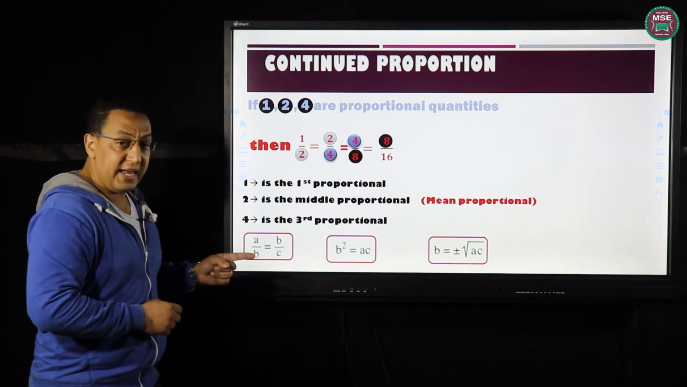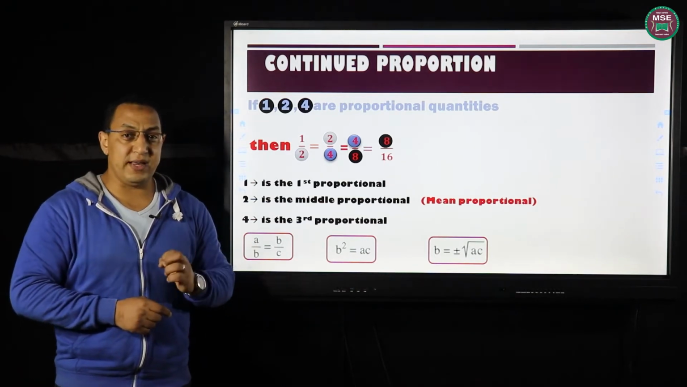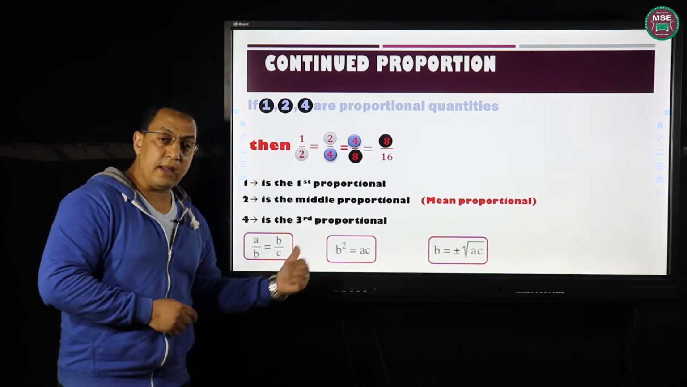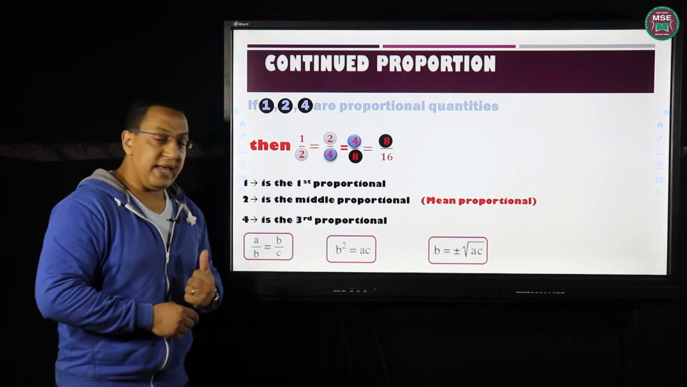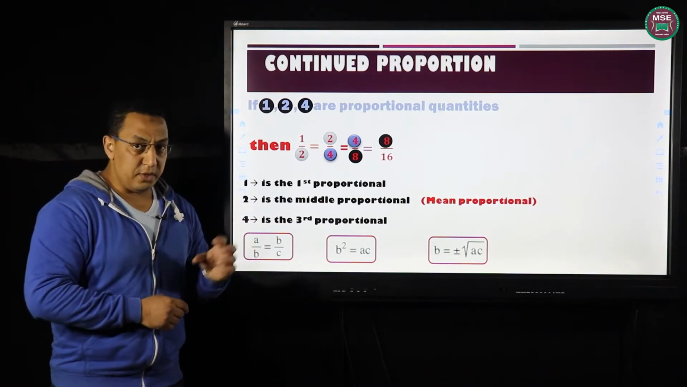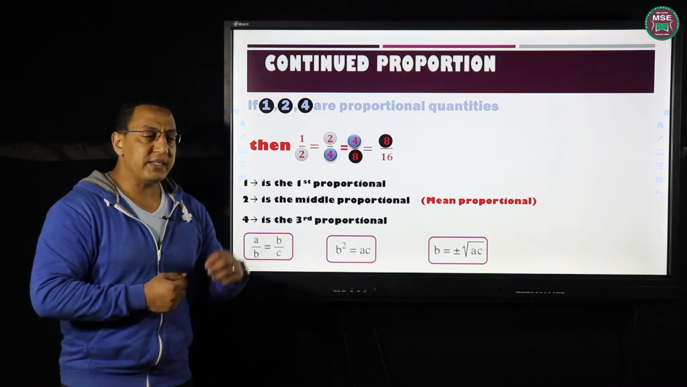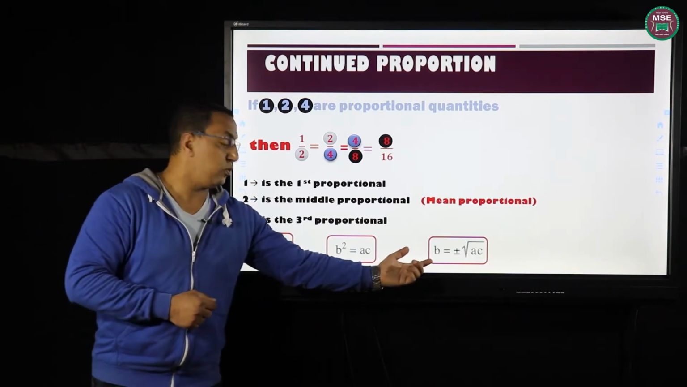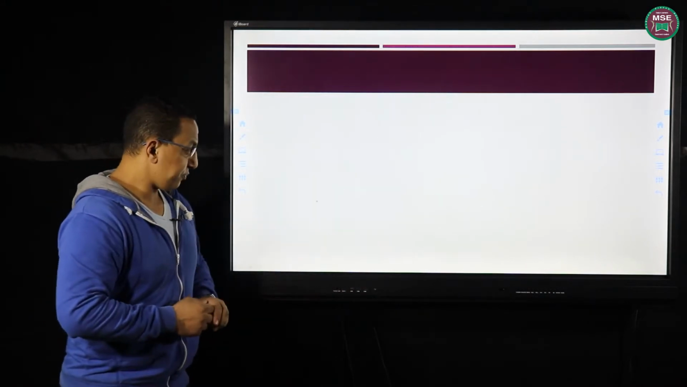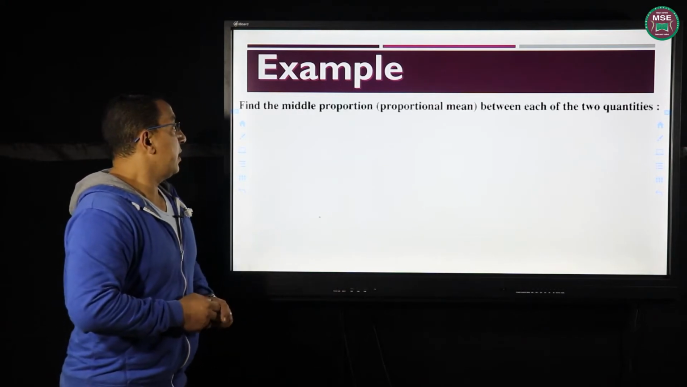But what if I need the first proportional? The first proportional A equals B times B over C. And what if I need to find the third proportional? C here equals B times B over A. So to find any missing number in the continued proportion, we use cross multiplication, but it's better to use this rule to find the middle or the mean proportional. Now let's study this example.